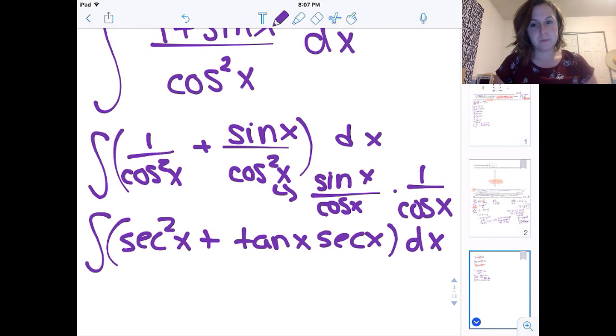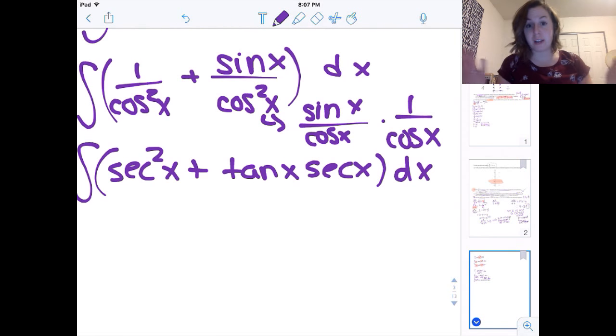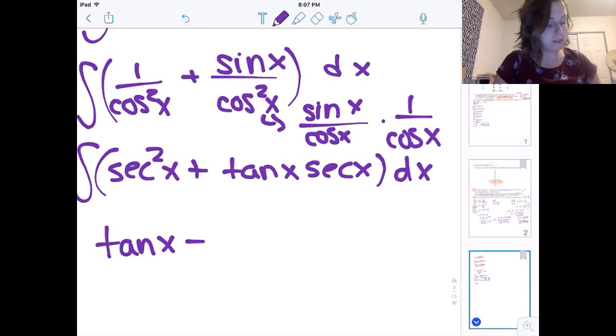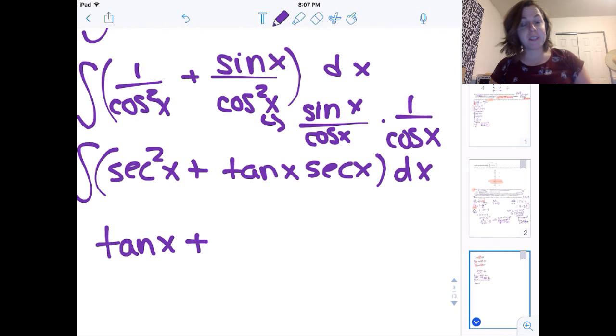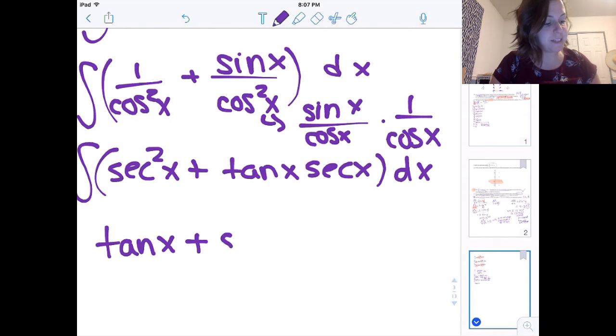And now this is just a straight antiderivative. So the integral of secant squared is the derivative of tangent, plus the integral of tangent x secant x. Well, that's the derivative of secant x plus c. So this would be my antiderivative.